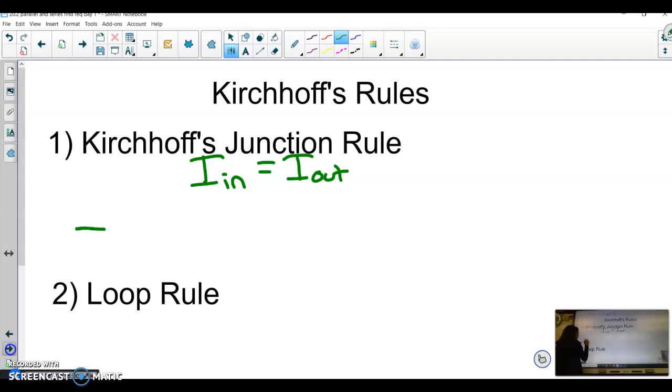So if I have current going in like this, and there's a junction and it splits, let's say there were 10 amps coming in.